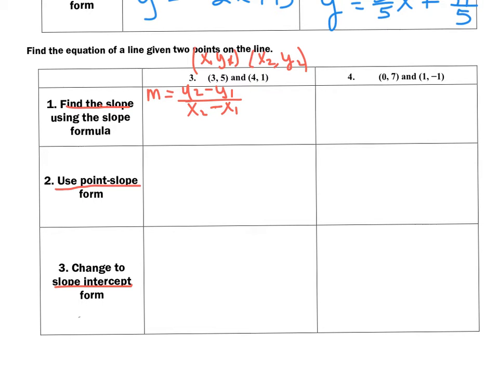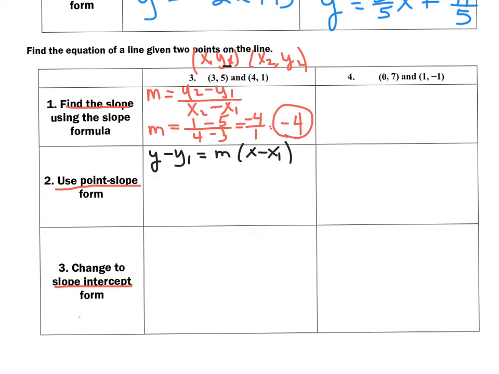Let's plug them in. We've got m equals my 1 minus the 5 over the 4 minus the 3. I end up with negative 4 over 1, which is equal to negative 4. So this is my slope. Now we're going to put it in point-slope form. My formula is y minus y1 equals m times x minus x1. I'm going to use this point right here because I've already labeled it x1, y1, and this is my slope.